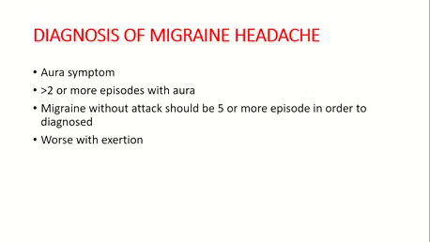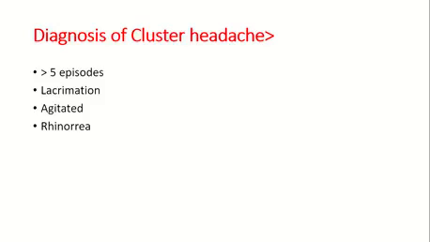Another thing is that it is worse with exertion. When you do exercise, it gets worse. That's another thing you need to take note of in a migraine headache. Let's see cluster headache. It should be 5 episodes. You should have lacrimation. The patient is agitated, or something stimulates it. We have rhinorrhea. Lacrimation also is another thing that you should have in order to define this type of headache, cluster, and it should be 5 episodes.